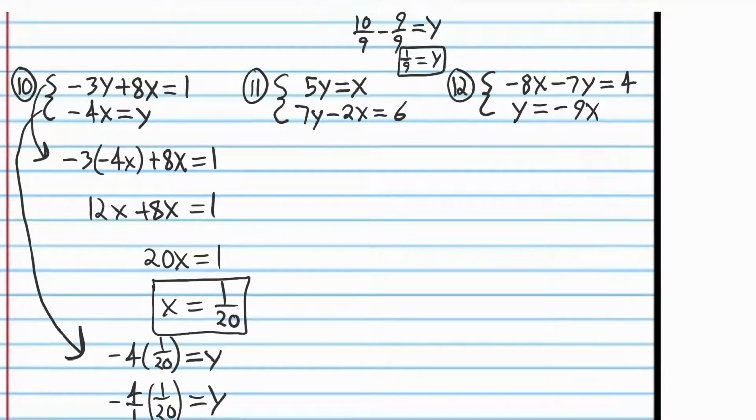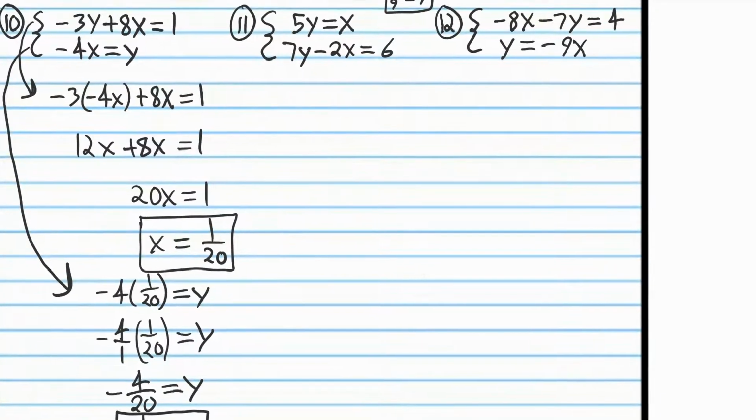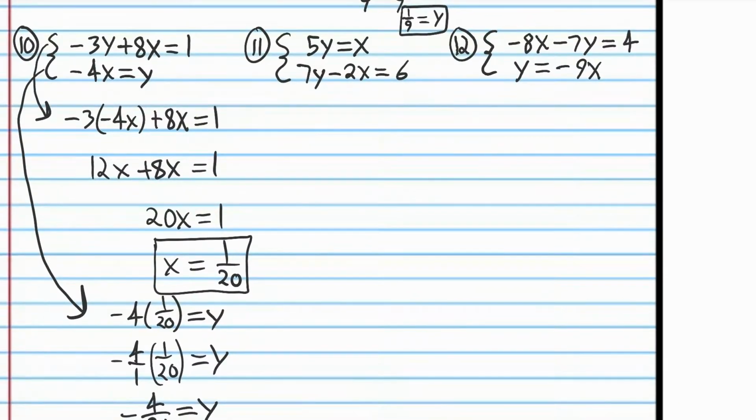All right, it's time for you to try. Try number 11. When you come back, we'll do it together. All right, this is the equation where a letter is isolated. It's by itself. So we're going to take the other equation where the letter's not isolated, and we're going to rewrite that equation. No difference whatsoever, except instead of x, we're going to write what x equals, 5y.